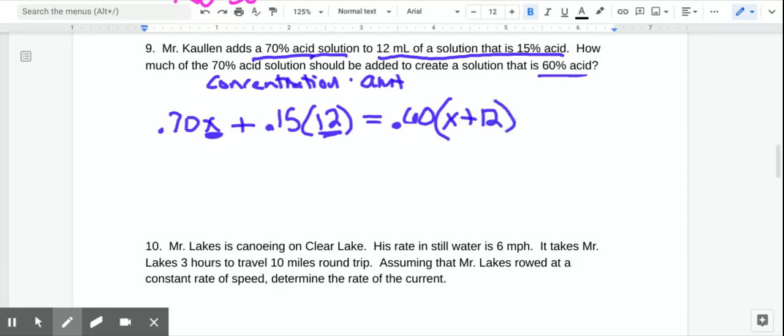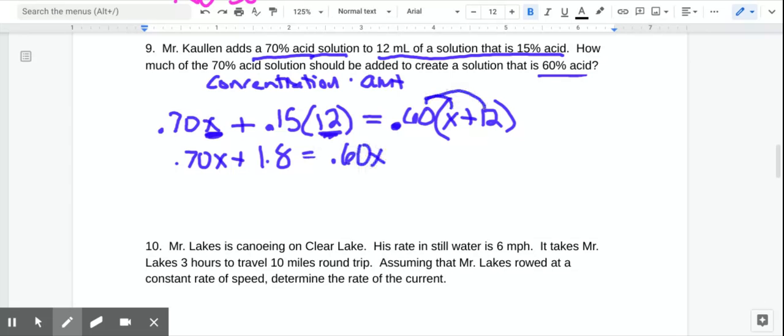Okay, so that's our setup. 70% of how much we add, we don't know. We're going to add it to 12 milliliters of this 15%, and our goal is to get a 60% solution that's a combination of the two. So now we can just keep solving. Okay, so we have 0.15 times 12 is 1.8.